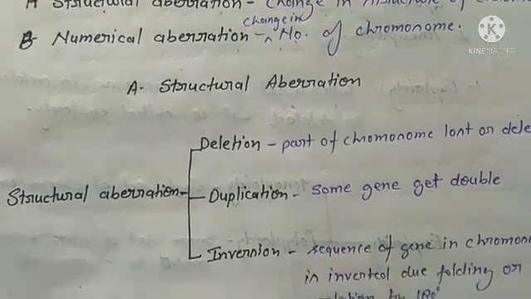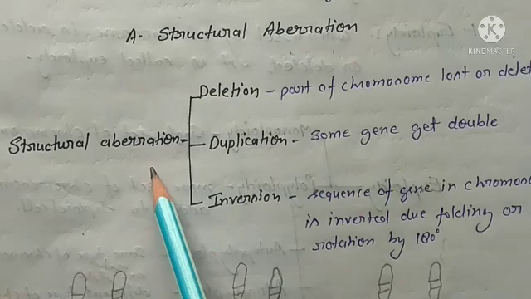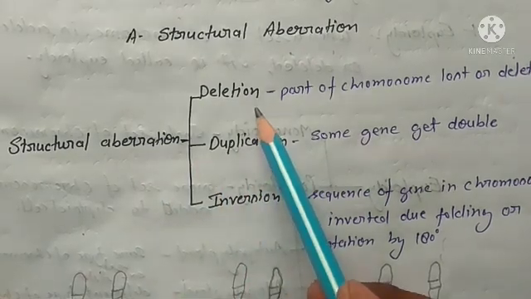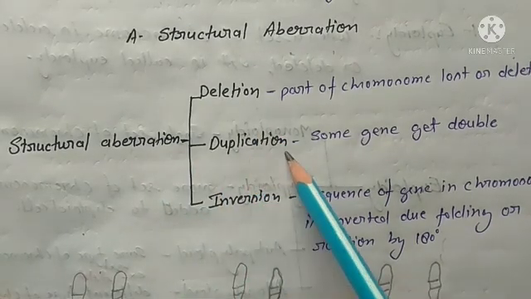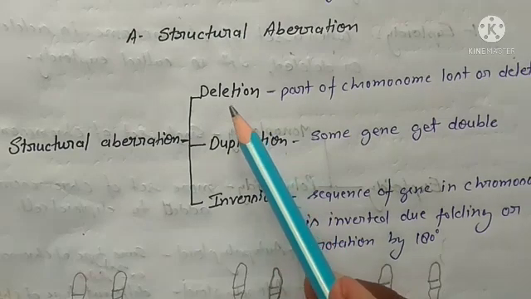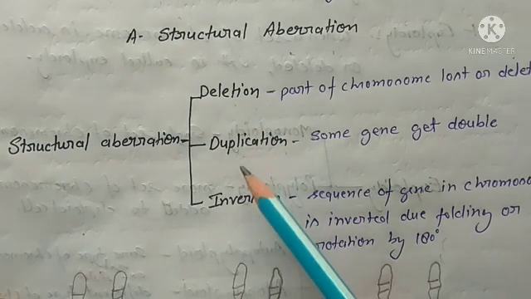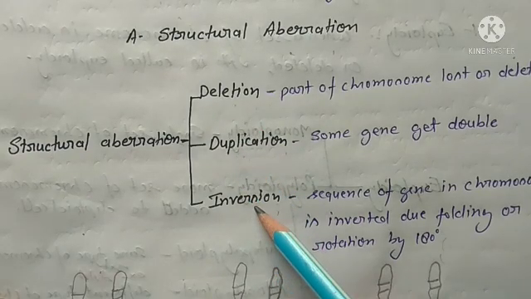So there are three types of structural aberration. We discuss here three types: first is deletion, second is duplication, and third is inversion.